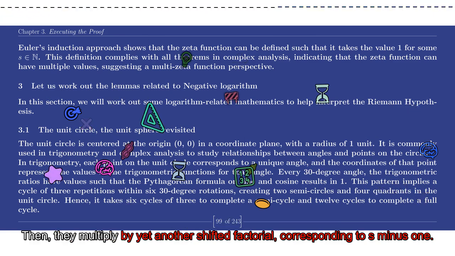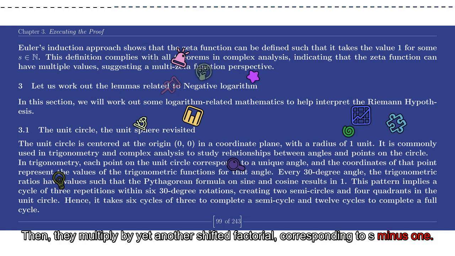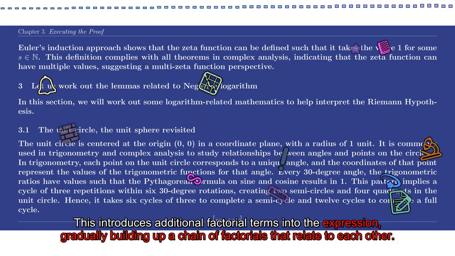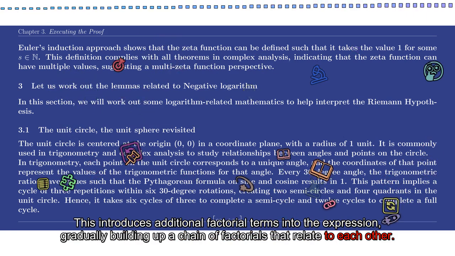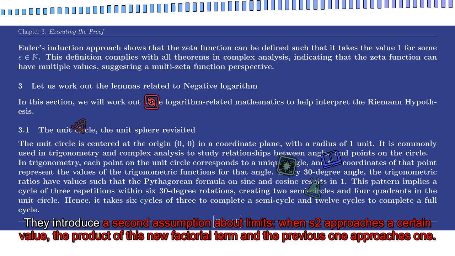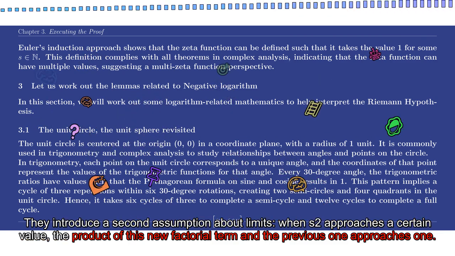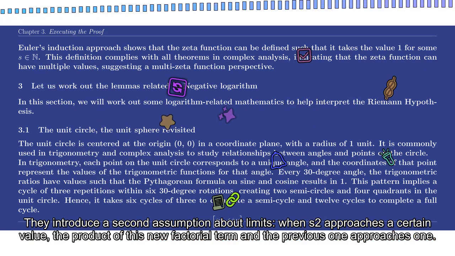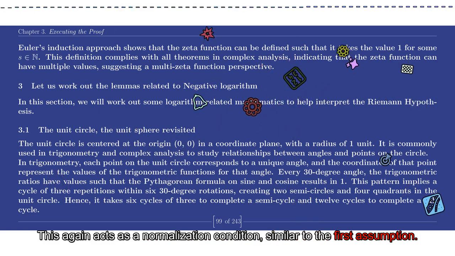Then, they multiply by yet another shifted factorial corresponding to s minus 1. This introduces additional factorial terms into the expression, gradually building up a chain of factorials that relate to each other. They introduce a second assumption about limits. When s2 approaches a certain value, the product of this new factorial term and the previous one approaches 1. This again acts as a normalization condition, similar to the first assumption.